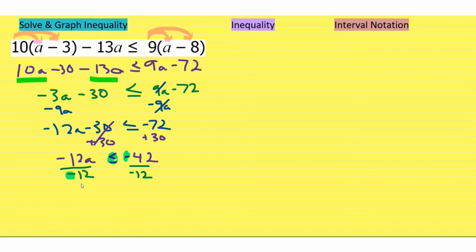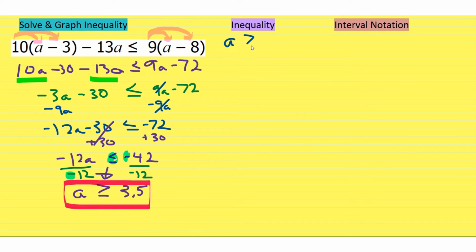Uh-oh, a looks a little funky there. So a, and flip the sign. This is going to become a positive on this side. So 42 divided by 12 actually equals 3.5. You can do that on your calculator if you need to. So just notice that we did flip the sign right there because we divided by negatives. Okay, so that actually is the answer to our inequality. So that's what we would list up here. A is greater than or equal to 3.5.